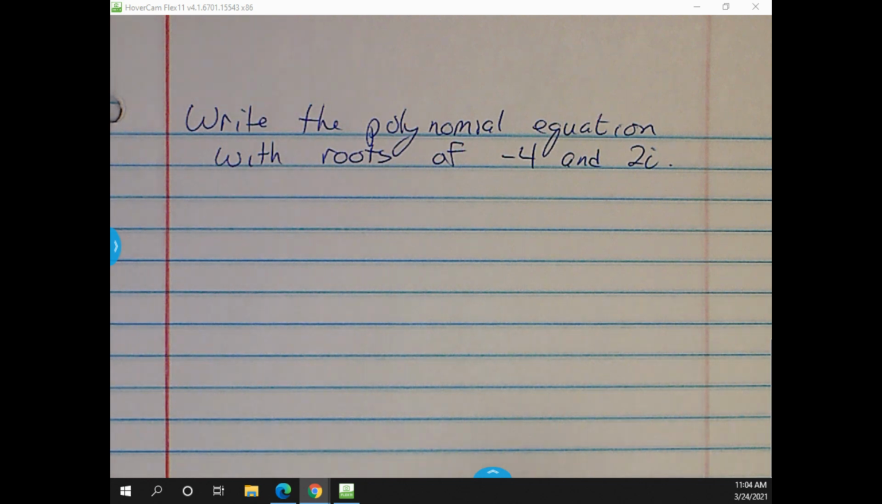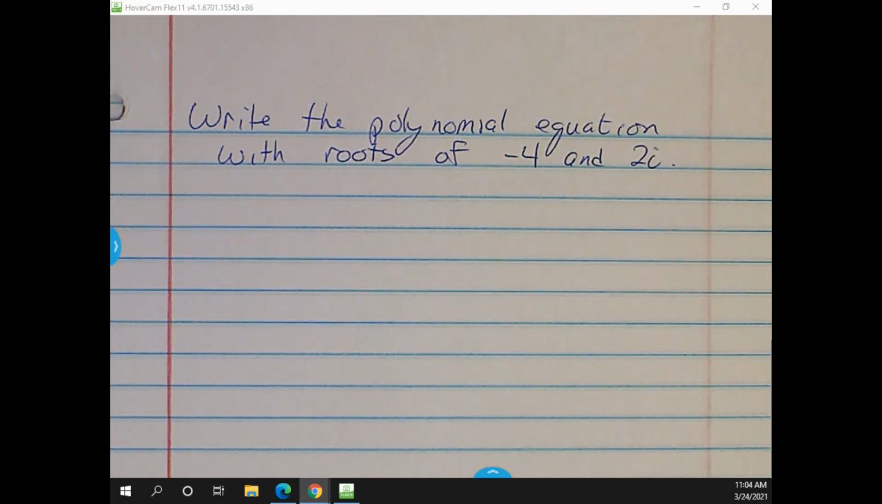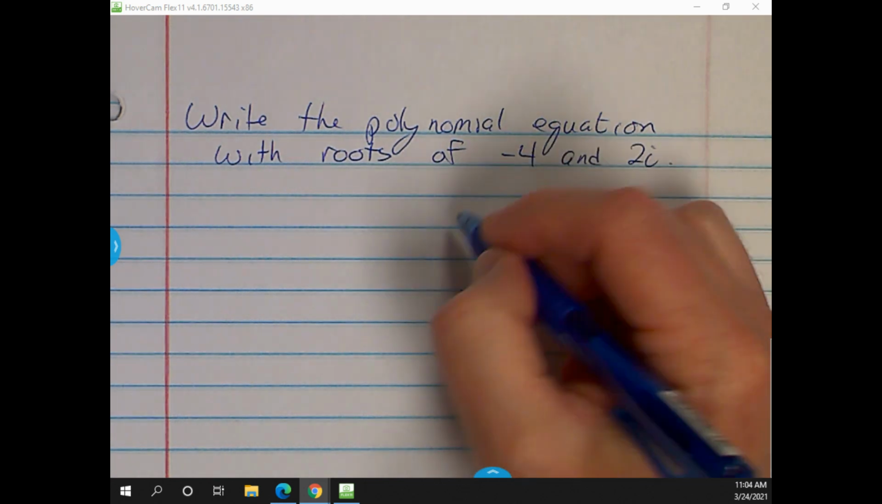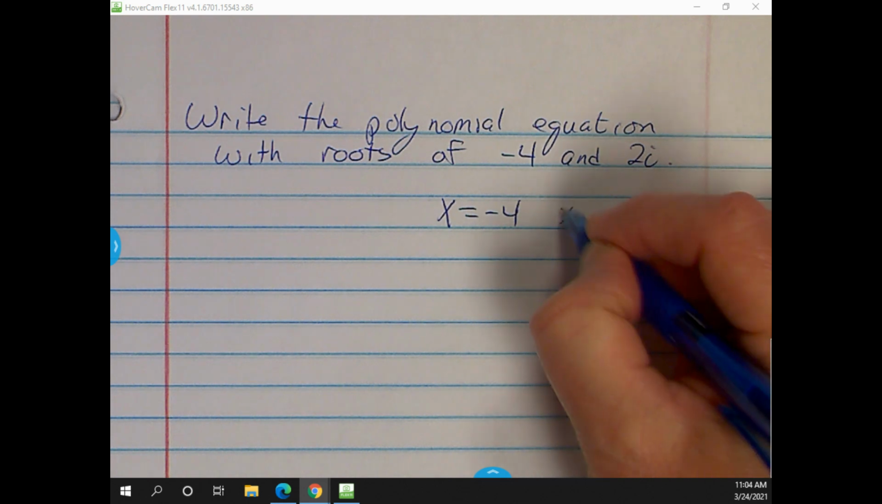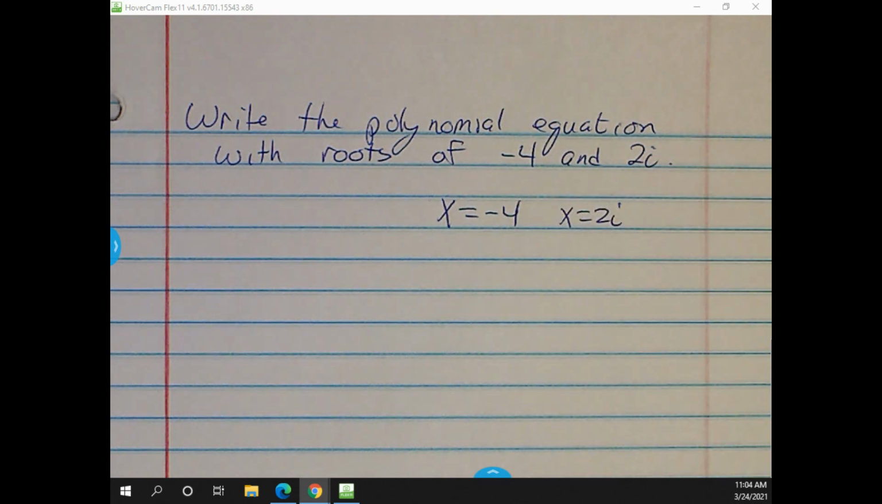Okay, now again, they've got the roots on this part of it. So for those, that's our solutions. Because again, roots, answers, solutions, it all means the same thing. That's x equals -4. That one's x equals 2i.